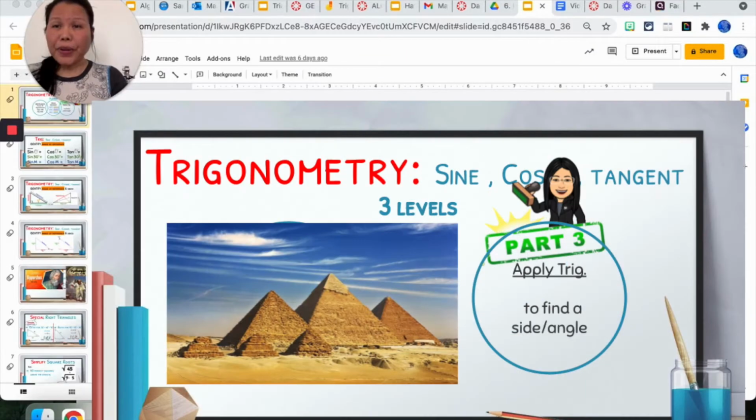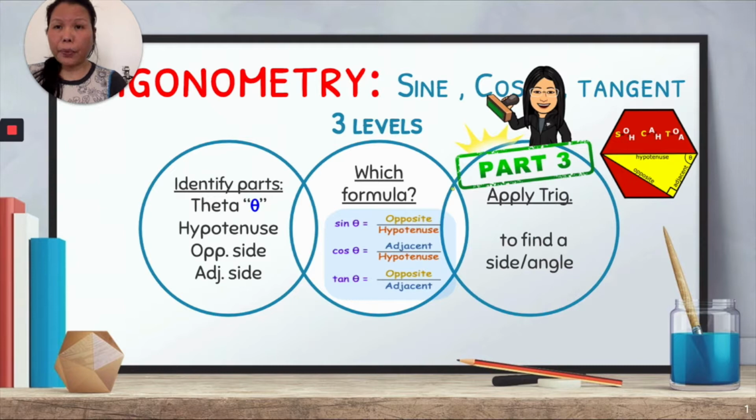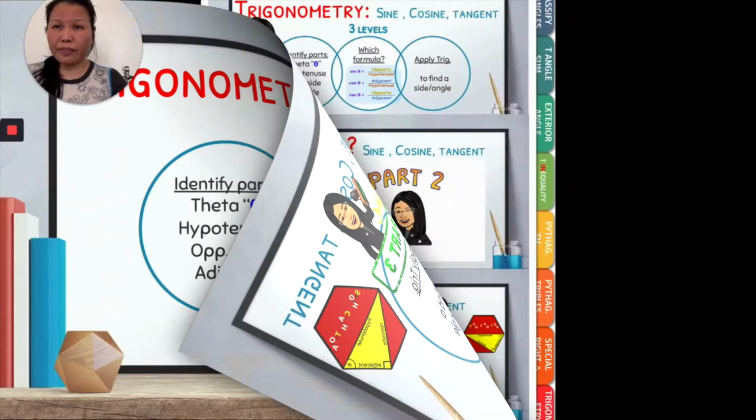This is part 3 of trigonometry, the last part, where students understand how to use trigonometric ratios to find the unknown angle measures of a right triangle, the unknown side's length, and students will be introduced to the concept of inverse. Please review the previous instructional video if you're not sure how to identify the sides or how to pick the right formulas. In part 3, we will move on to solve the equation.